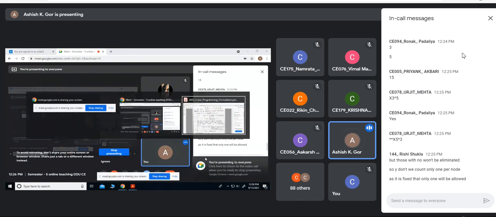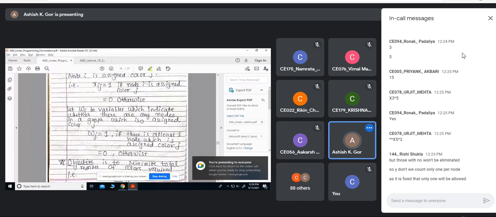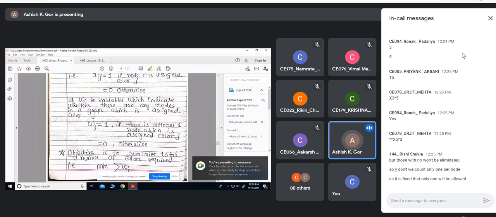As you said, Rishi, this is also there. The Wj are the variables which indicate whether any node in the graph is assigned color j or not. This is very important. Wj is 1 if there is at least one node which is assigned color j. So if any node uses color j in the solution, Wj will be 1.